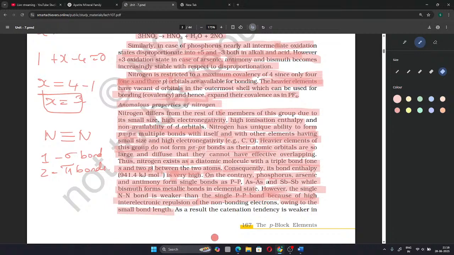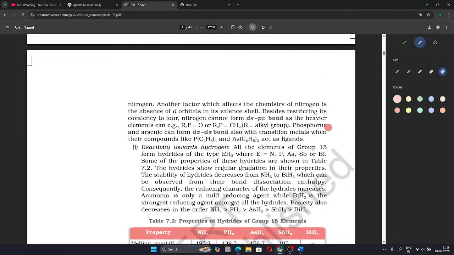This is because of the high inter-electronic repulsion of the non-bonding electrons. If nitrogen makes an N-N single bond, it will have 4 extra electrons which are not bonded but are in the valence shell. And because the nitrogen atom is small, it also has a small bond length. Because of that, the electrons will repel. As a result, the catenation tendency is weaker in nitrogen.